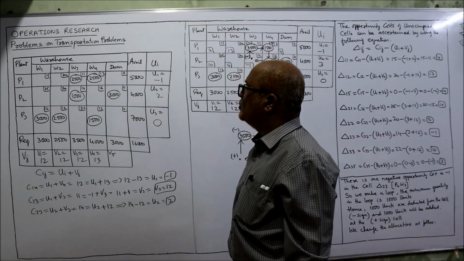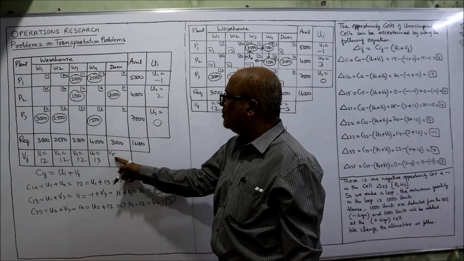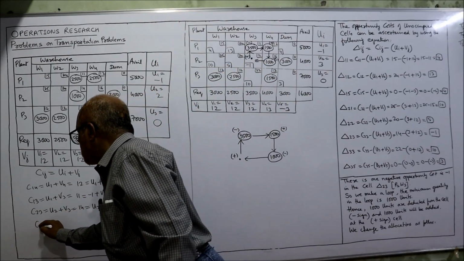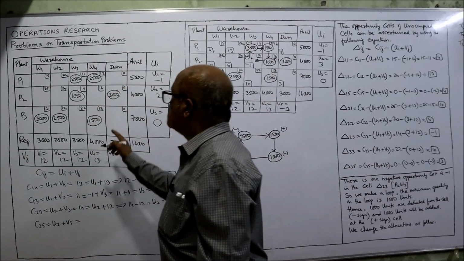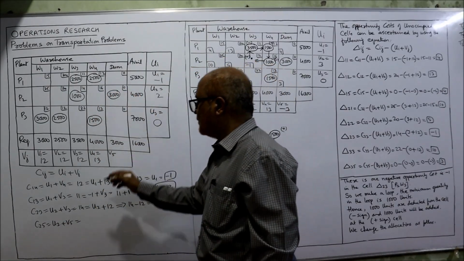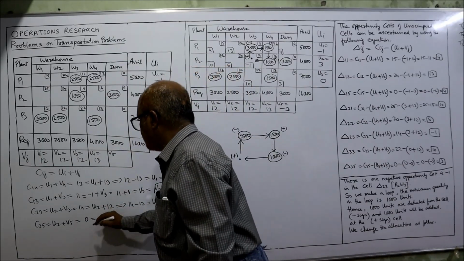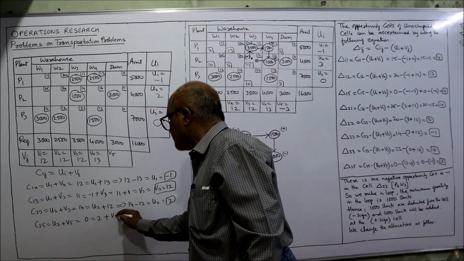Got the value of u2, right? If I use this cell, I can get the v5 value. What is the location of this cell? 2, 5. So C25 is equal to u2 plus v5. C25 is 0, so 0 is equal to u2, which is 2, plus v5. v5 we have to find out.